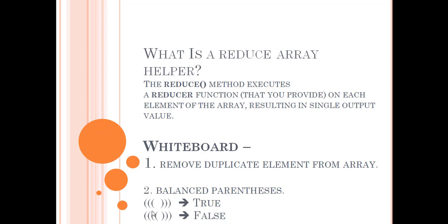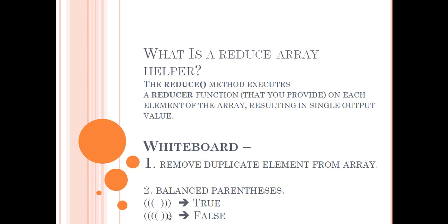For example, if we have three open parentheses and then three closed parentheses, I should get true because the opening and closing are balanced. But suppose I have four open parentheses and three closing parentheses, so I don't have a closing for all my open parentheses, and my output will be false. These are two whiteboard interview questions widely asked in interviews, so we will have a video for this as well.